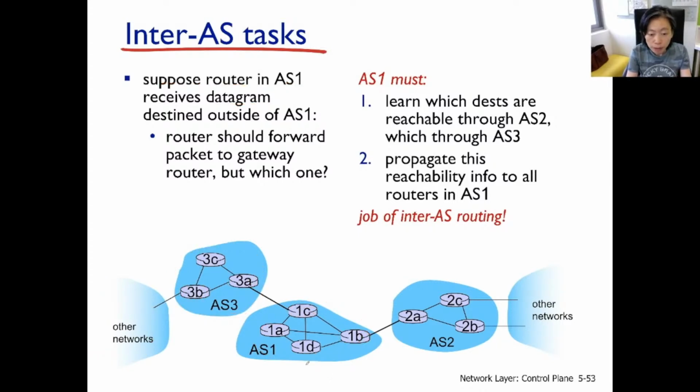But 1D here is an internal router. So this router here will actually have trouble judging, right? Among the two gateway routers, 1C and 1B, which one of these should 1D be passing the packets to, so that these gateway routers will be able to pass further to the neighboring router along the shortest path to the destination?